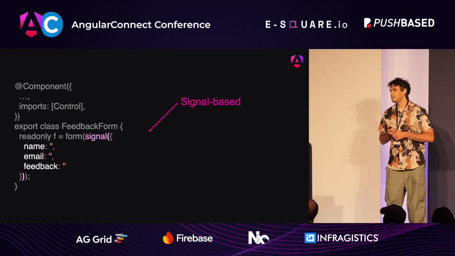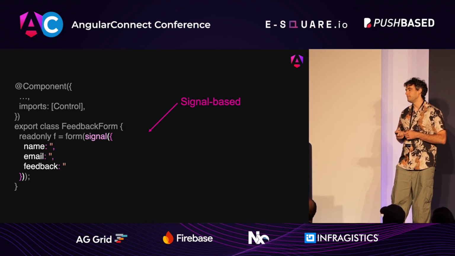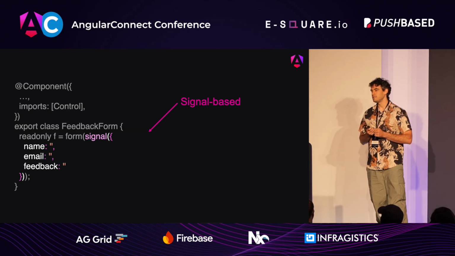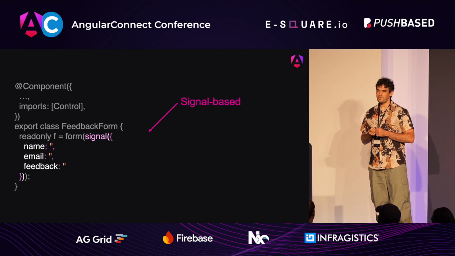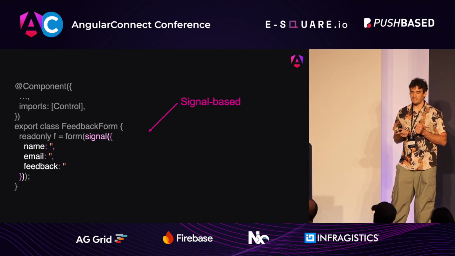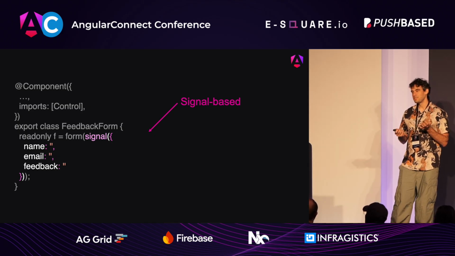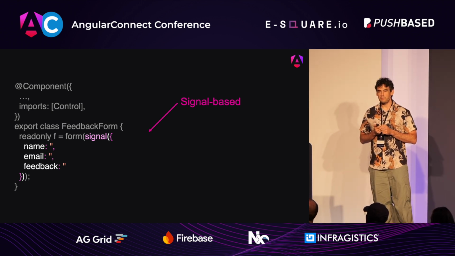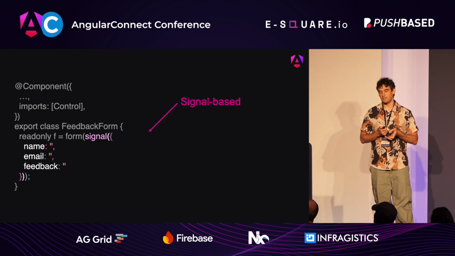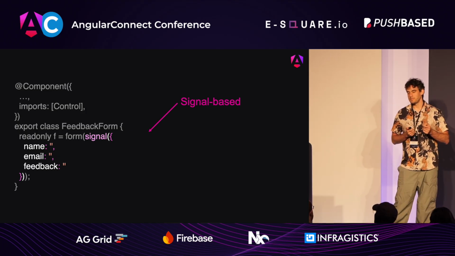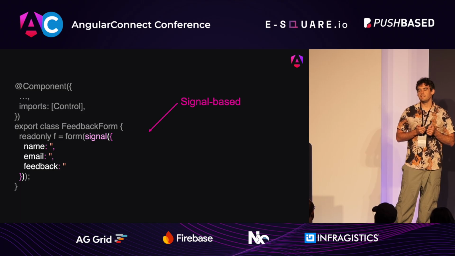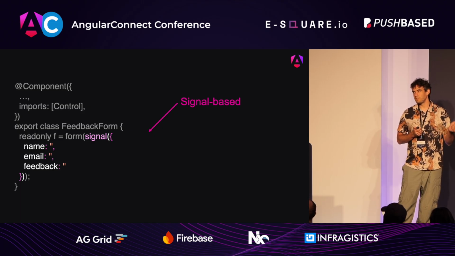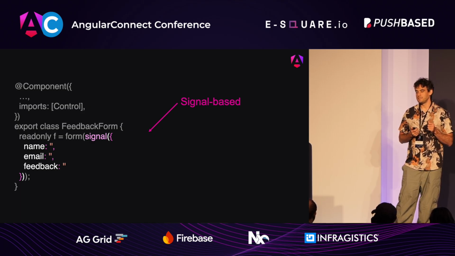And we can start to see from this small example some of the important properties of signal forms. So first, most importantly, it is signal-based, as the name would imply. And so what we pass into the form function is a signal. And not just a signal, it's actually a writable signal. That's because signal forms doesn't make a copy of this data. It actually operates directly on the model that you give it.